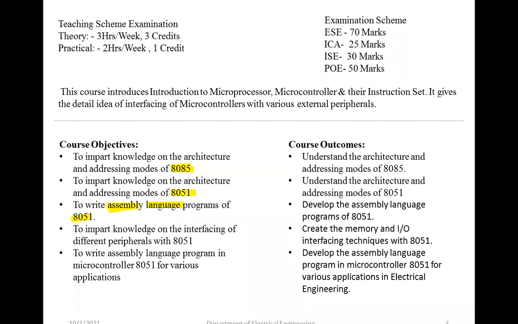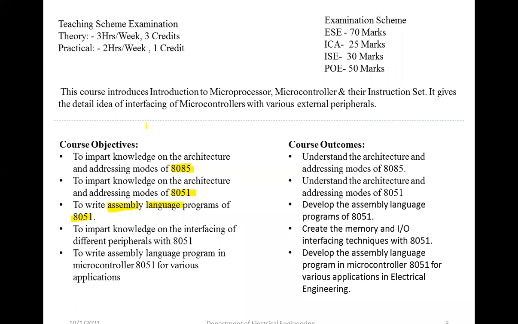Java and VB, these are high level languages, and .NET also. It means that fewer instructions are required to generate any output. These are the high level languages. But in assembly language, we require a lot of instructions to write any program.